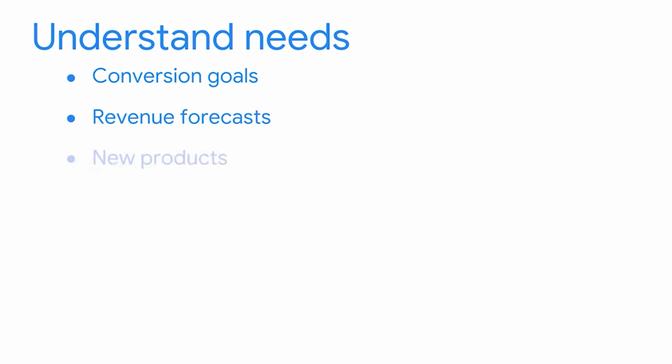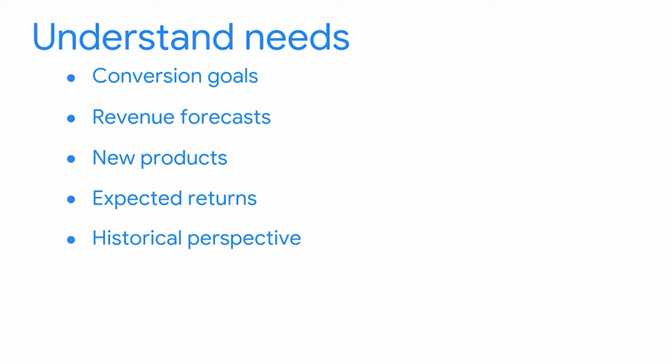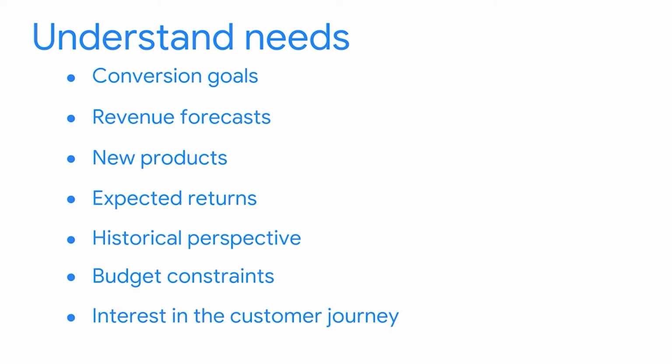If you don't know how you should interact with stakeholders, follow up by asking your manager or stakeholders directly if required. Start by understanding stakeholder interest in your project. How does your campaign goal relate to their overall sales goal? Do they have a certain revenue forecast? Are they introducing a new product? Do they have an expected ROAS? Are they comparing historical data? Are they monitoring budget constraints? What aspects of the customer journey are they interested in?